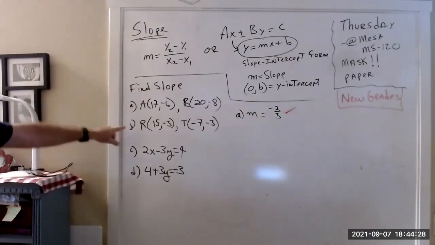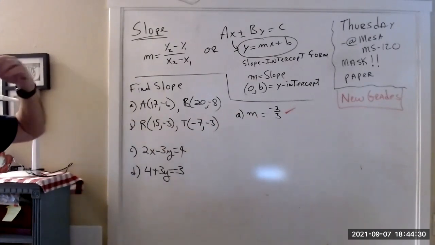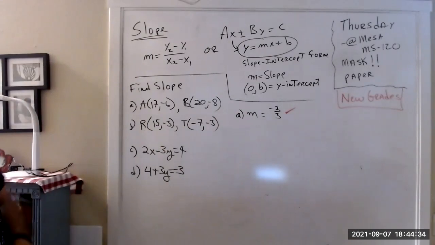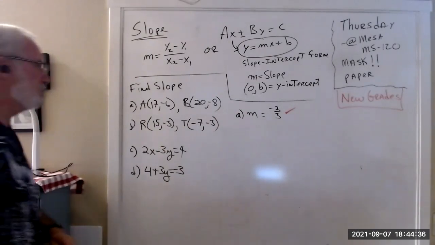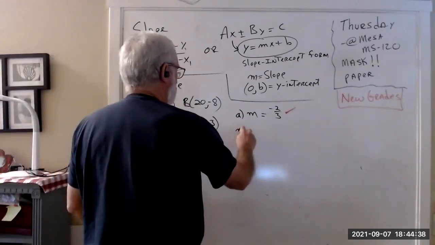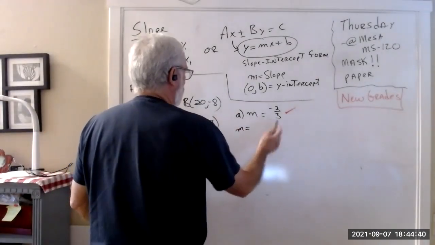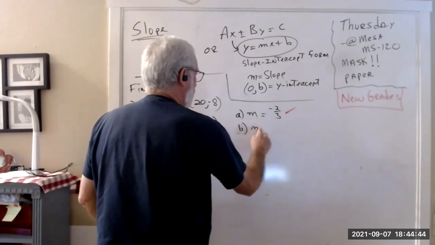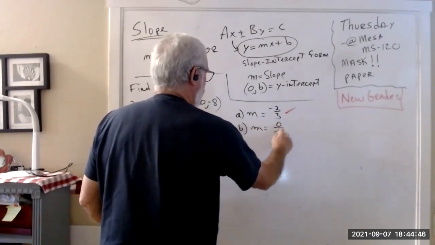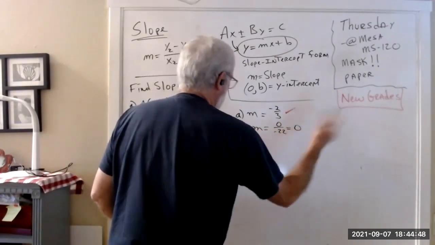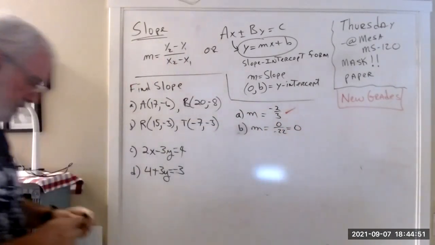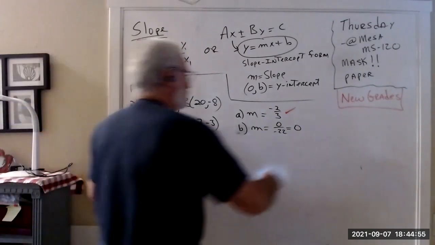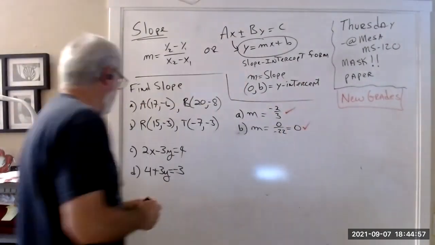How about letter B, problem B? Anybody get an answer for the slope for that one? 0 over negative 22. Okay, problem B, m equals 0 over negative 22, or just 0, whichever. Again, that's what I got.